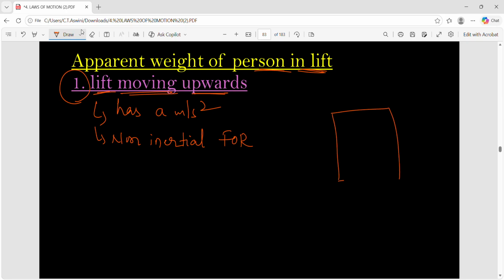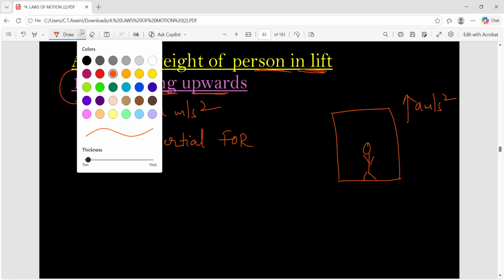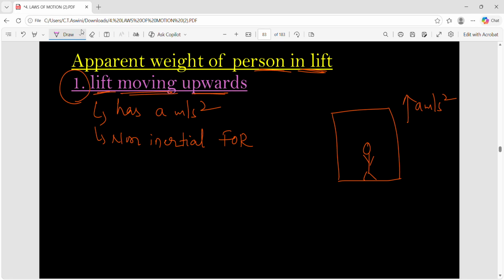So let this be the lift. The person is inside the lift. The lift is moving upward with a m/s². Now let us try to apply Newton's laws. The person's weight mg will be acting downward and the normal reaction will be upward. And as it is a non-inertial frame, opposite to a we take a pseudo force, which is m into a. This is your pseudo force.